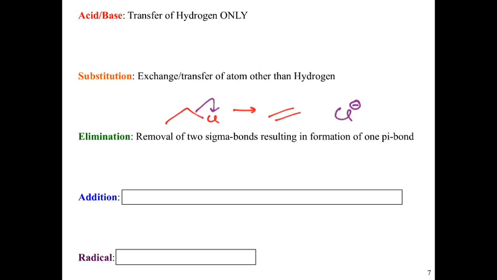Formation of a pi bond and broke a bond. My definition says we lost 2 sigma bonds. What's the other sigma bond? A hydrogen. There's obviously a hydrogen there when we include it. Okay? How easy is it to lose that hydrogen?